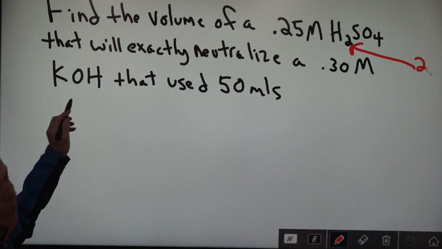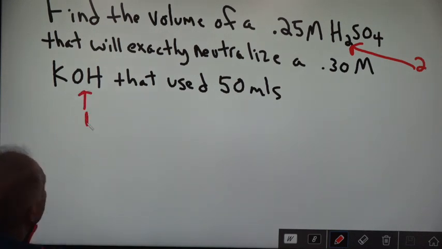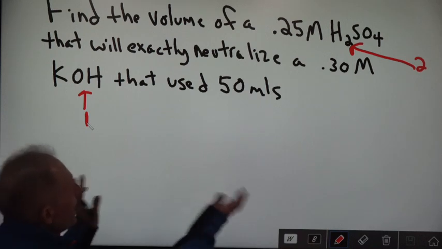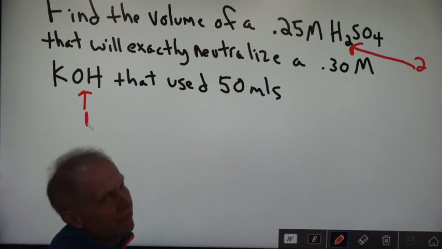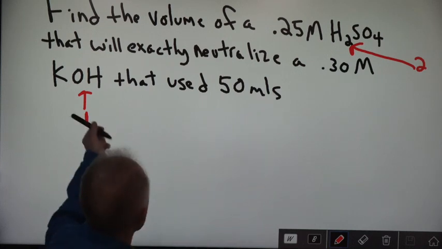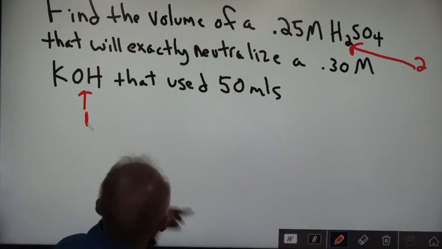Your base is potassium hydroxide. I've got one base there. So there's not one and one or two and two or three and three. They're different numbers. 2H plus is 1OH. We're going to have to put that in the equation. So watch.